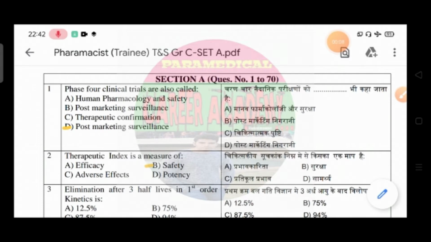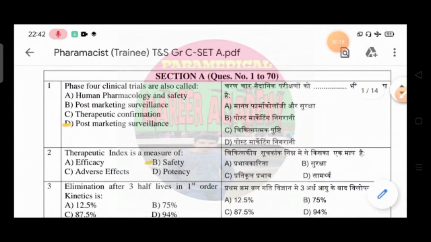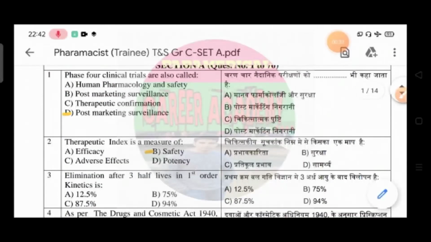Today we are going to discuss the previous year question paper of pharmacist. So let's begin with question number 1: Phase 4 clinical trials are also called? Option A is human pharmacology and safety, option B post marketing surveillance, option C therapeutic confirmation, and option D is post marketing surveillance. So the correct answer is option D, that is post marketing surveillance.